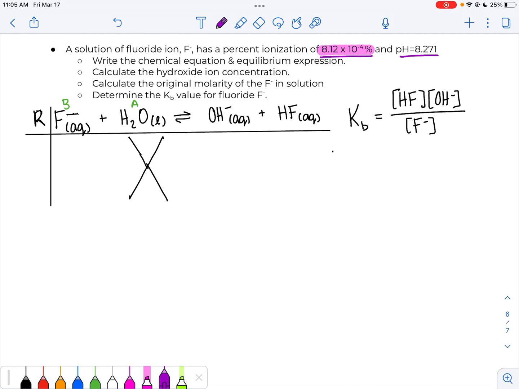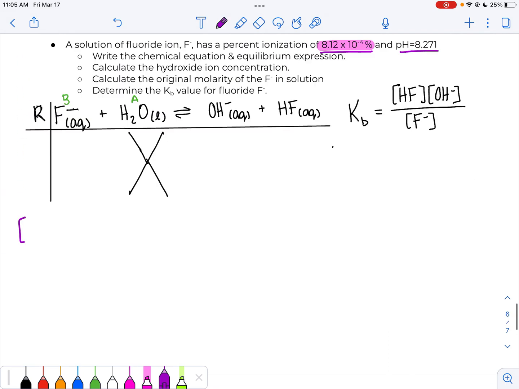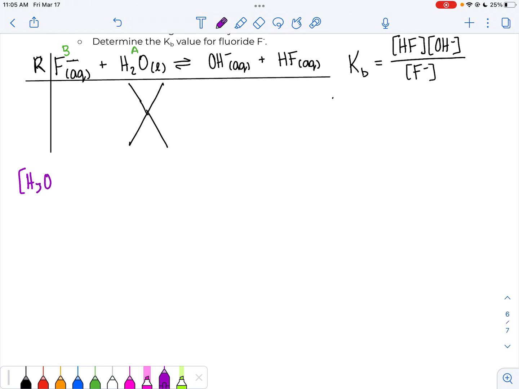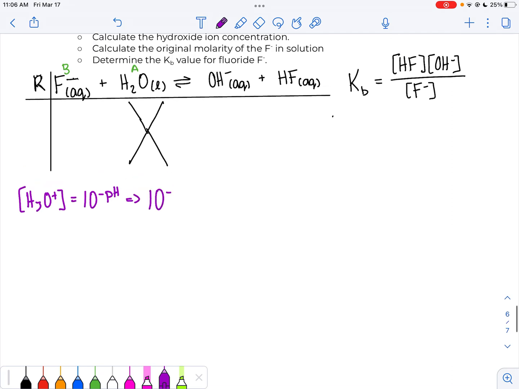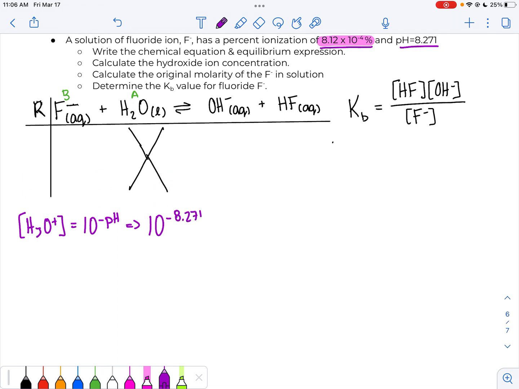If I know pH, what I can get to is a concentration of an acid. Cool. That's great. I know I want to get to the concentration of an acid, so I know that the concentration of hydronium ions in solution is equal to 10 to the negative pH. Cool. All right. So 10 to the negative 8.271 is going to get me a hydronium ion concentration of 5.4 times 10 to the negative 9th.